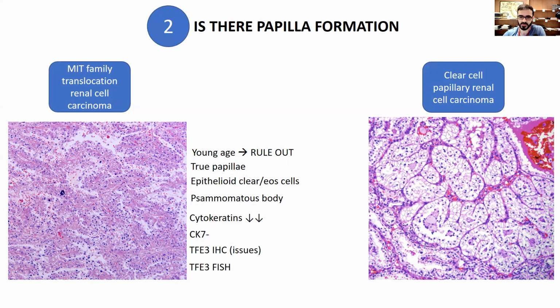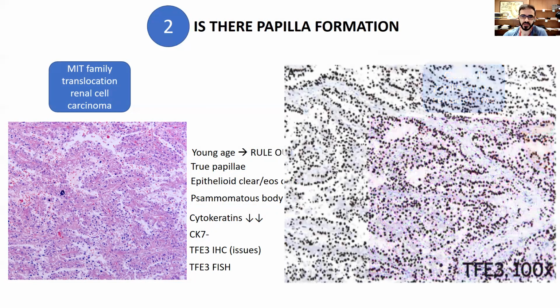The most important immunohistochemical stain is actually TFE3, showing the overexpression of this transcription factor in the nuclei. The problem is not all the labs are successfully performing that immunohistochemical stain. That's why there's a tendency to perform FISH rather than an immunohistochemical assay of the TFE3.